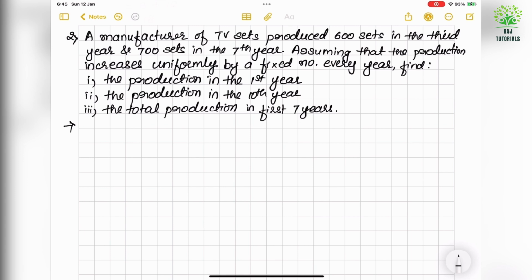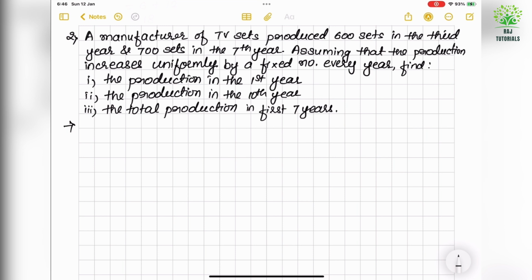Now, the next question says a manufacturer of TV sets produces 600 sets in the third year and 700 sets in the seventh year. Assuming that the production increases uniformly by a fixed number every year, find the production in the first year, the production in the 10th year, and the total production in the first 7 years.